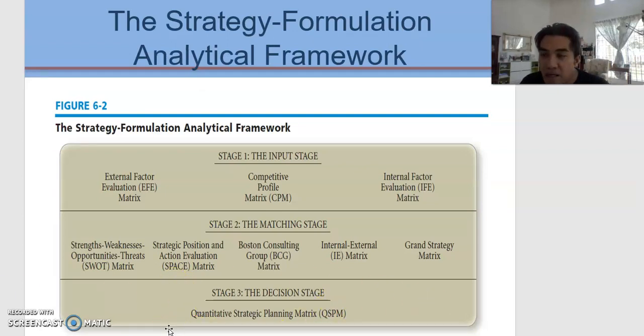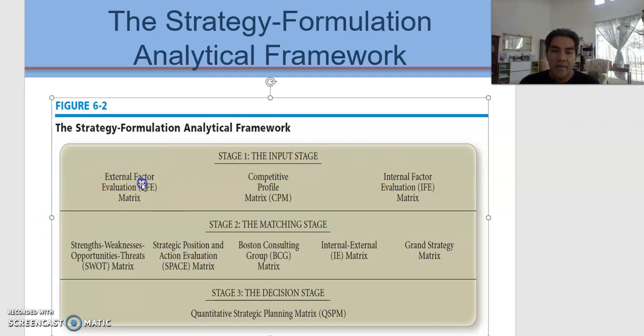If you are having a final exam, for example, sometimes this was one of the questions that they asked for this particular chapter. They asked the students at least 1 or 2 times throughout my 10 years or 10 semesters of teaching this subject: the strategy formulation analytical approach. So there are 3 steps. The first one is the input stage. These are something that we have done.